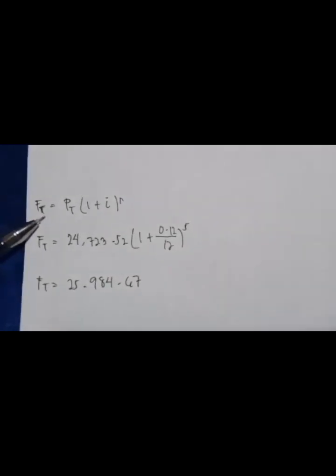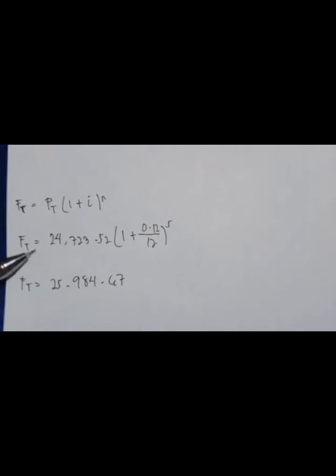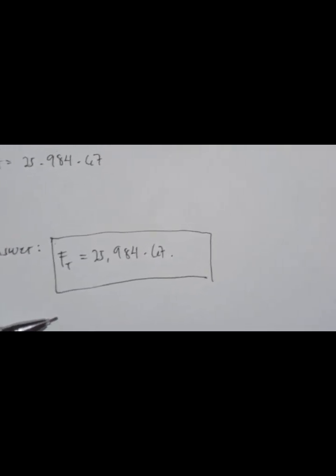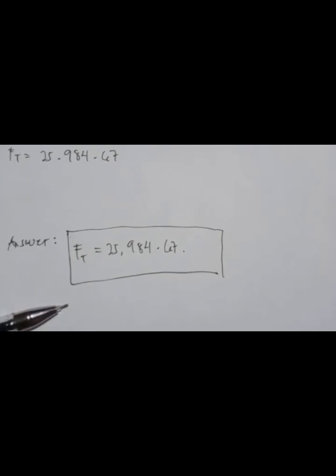To get the accumulated amount after the last deposit, we have our formula here, and we just substitute the value in this formula, and we get the final answer, which is 25,984.67. This will be our final total worth.